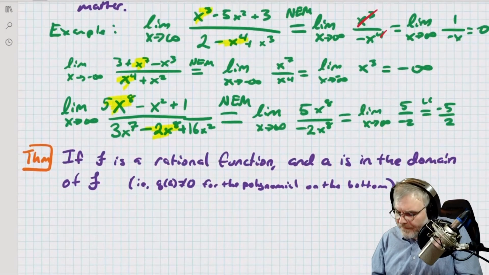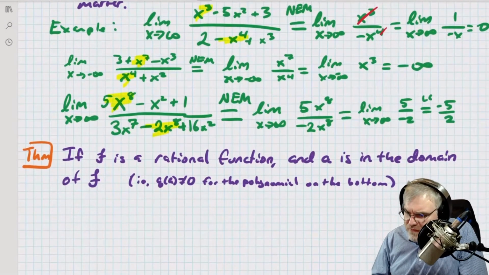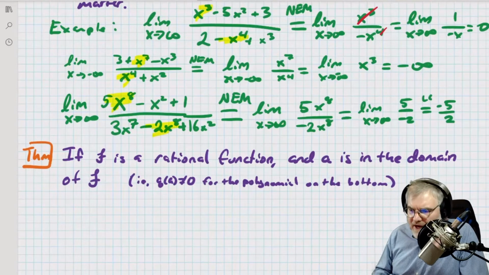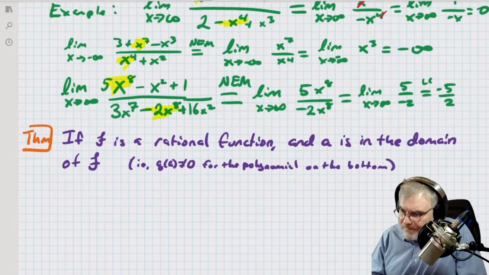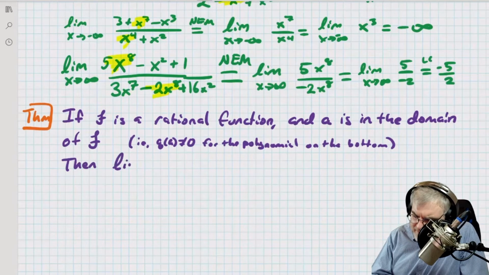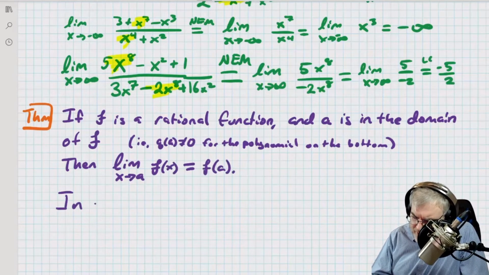Okay. How do we feel about this? If f is a rational function and a is in the domain. So what I'm talking about is that if it's p over q, q of a does not equal 0, right? It's defined at this number. Then the limit as x goes to a of f of x equals f of a.